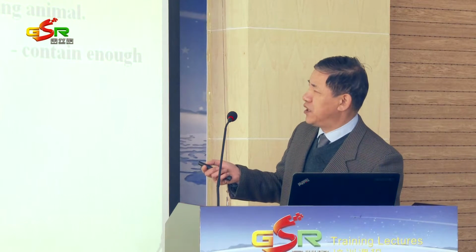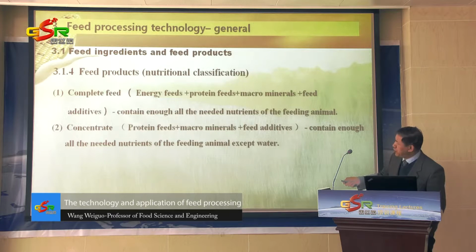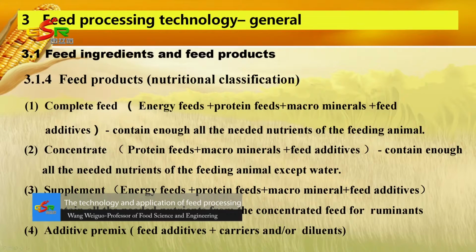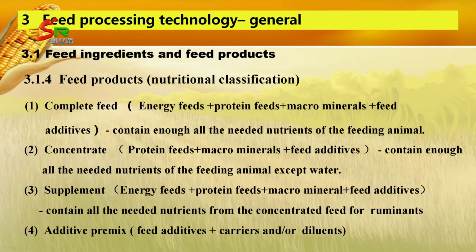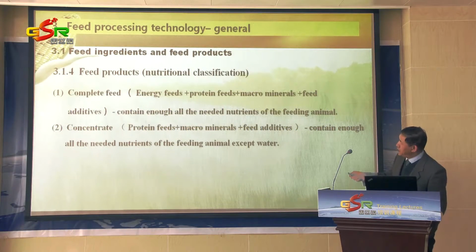And the second one is concentrate. Compared with the complete feed, concentrate means it contains enough of all needed nutrients of the feeding animal except energy. Concentrate means protein feed plus macromineral plus feed additive. Compared with the complete feed, the energy feed is not enough. It's taken away. Okay.